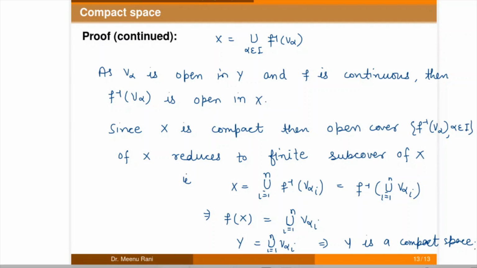Now in this lecture we have discussed compactness and some properties of compactness in topological spaces. So in the next lecture we will discuss connectedness in topological spaces. Thank you.